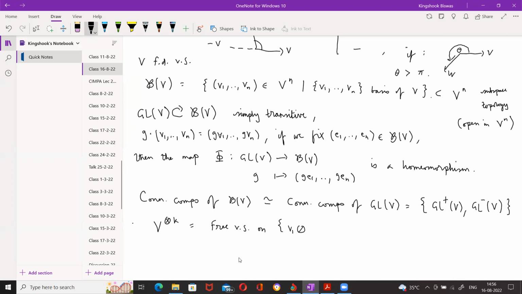V1 tensor V2 tensor and so on up to Vk, for V1 to Vk in V.